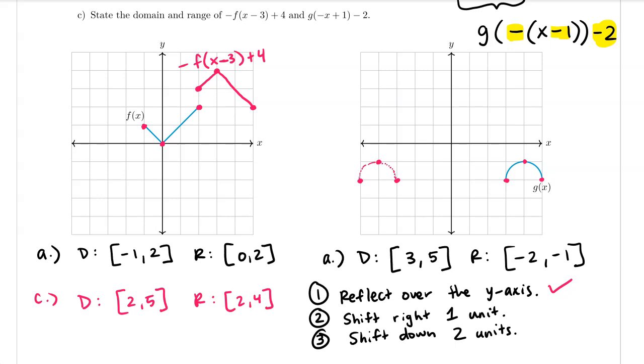Then I want to shift right 1 unit. So all 3 of my points of interest are going to get shifted right 1 unit. So that's now done. And then the last thing is I want to shift down 2 units. So I'm going to move here, here, and here. And once again, this is the final form of our transformed graph, almost like Transformers, robots in disguise. Okay, so I'm going to draw that with a solid because that is our final graph, and that is the graph of g of negative x minus 1 minus 2.